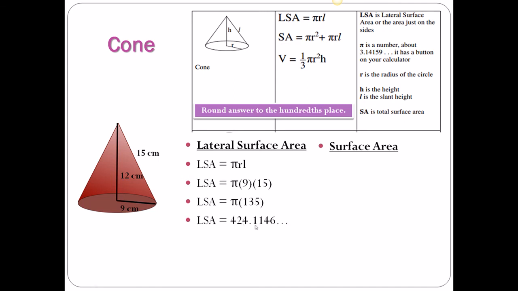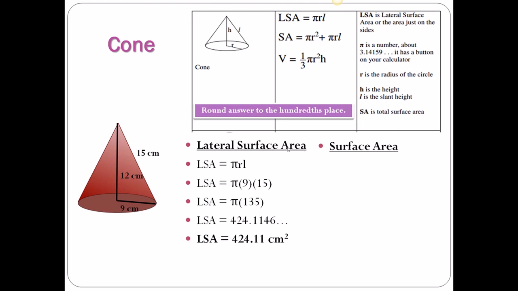All right, here we go. So we have our tenths place, our hundredths place. We have to round to the hundredths place. So we look at the thousandths place. We could care less that there's a 6 there, but the 4 is going to tell the 1 to stay the same. So we have 424.11 centimeters squared because it's area.